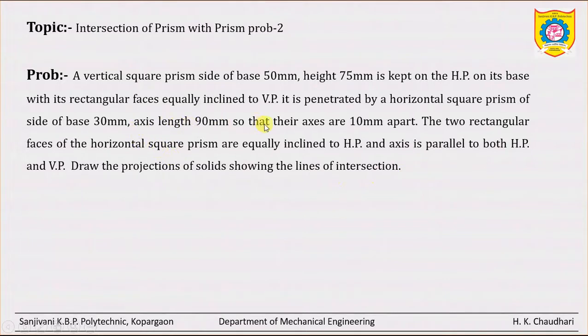So the difference is here their axes are 10 mm apart. That means there is the offset given in the axis. Clear? So let us start.